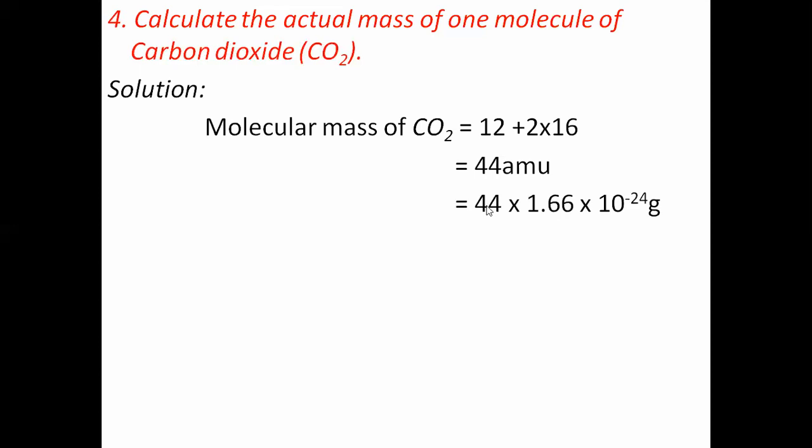We know. So we need to multiply it. That is 44 into 1.66 into 10 to the power minus 24 grams, which gives you 7.304 into 10 to the power minus 23 grams. That is the actual mass of one molecule of carbon dioxide. So if anyone asks you what is the actual mass of one molecule of carbon dioxide, it is 7.304 into 10 to the power minus 23 grams. Okay.